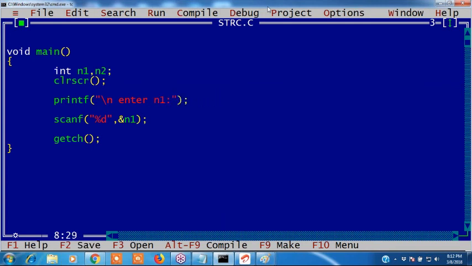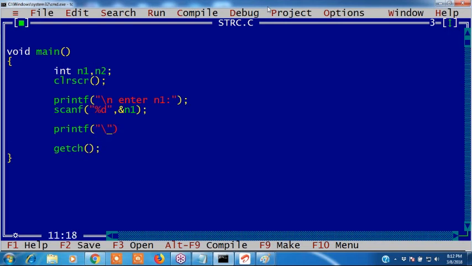Okay, now first read n1. After that read n2. I want to read n2 also. Printf: enter n2. First enter n1 and enter n2. See, scanf reads n2 also. I'm not reading directly. One by one value I'm reading.